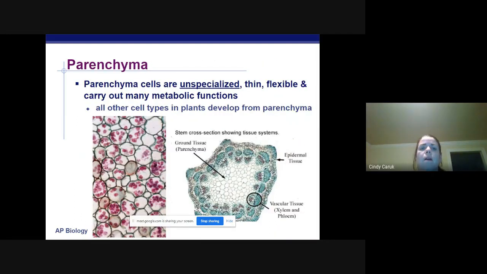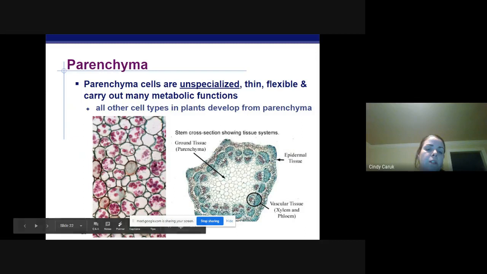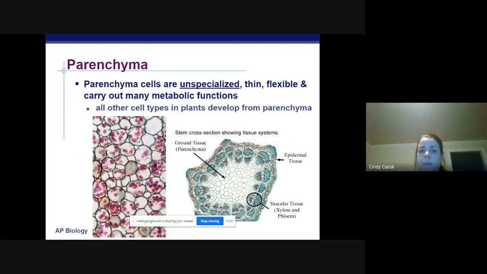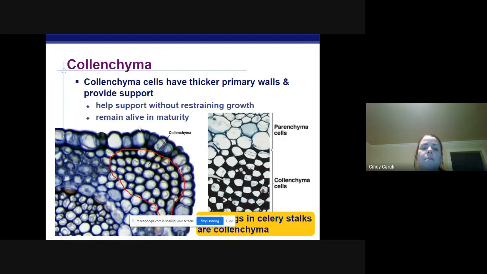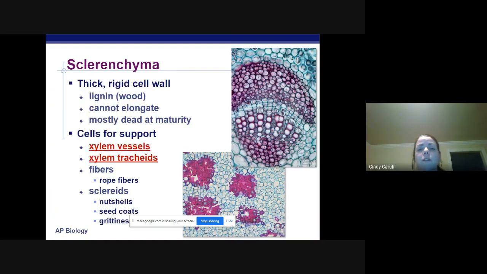Okay. So here's your parenchyma. It's unspecialized, thin, and flexible. So it's that ground tissue that's being pointed to right here. You can see here's your ground tissue, and all this purple stuff is starch being stored in it. Collenchyma. Here you can see the difference between the parenchyma and the collenchyma. You have a thicker primary cell wall. Primary is just the first cell wall that the plant makes, right? And again, it's going to support without restraining growth. It is still alive.